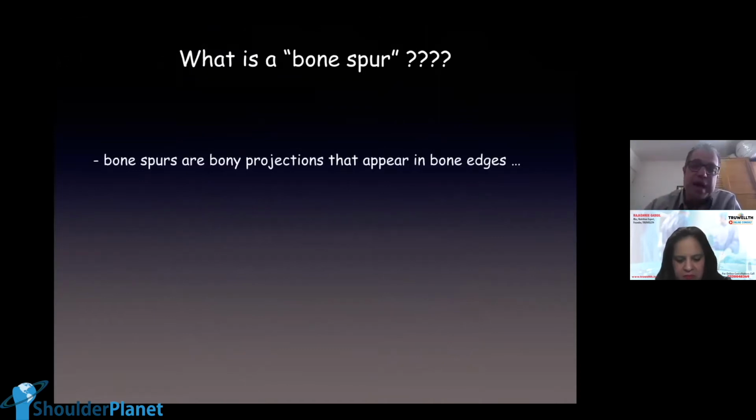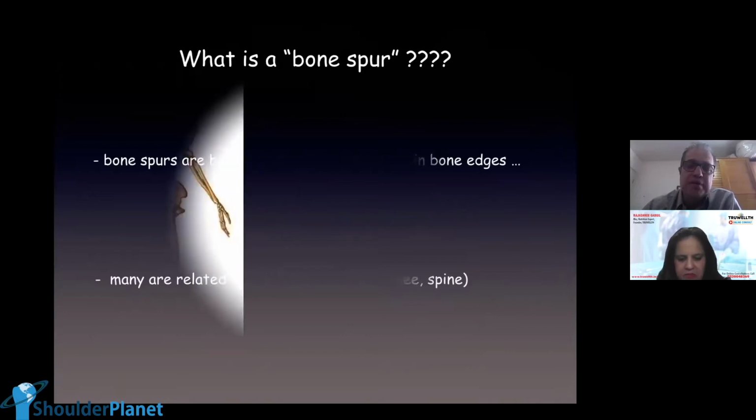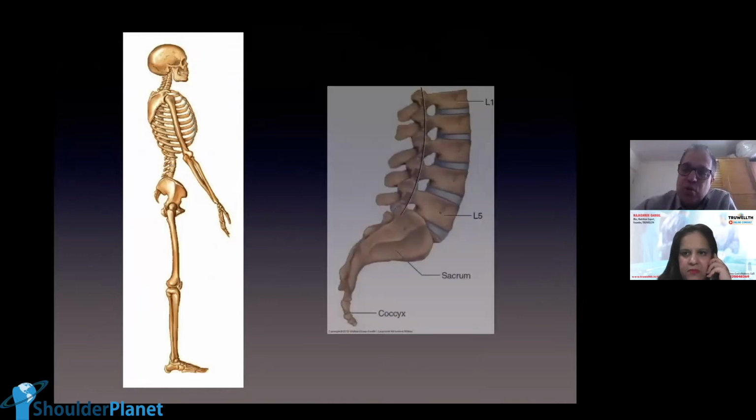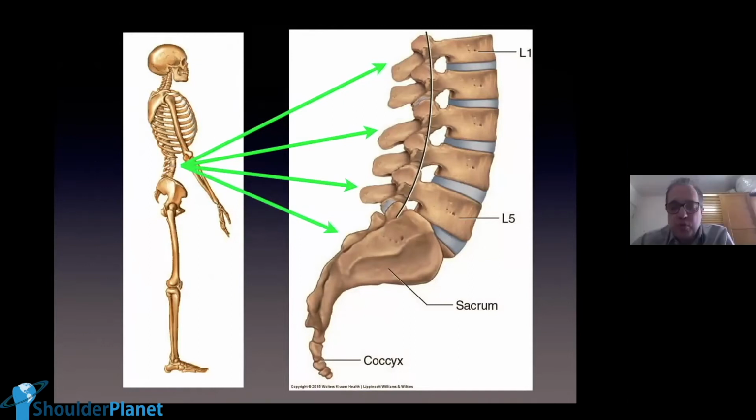So bony spurs are bony projections that appear in bony edges where bone should not be. And they are related to joint degeneration in the knee, in the spine, and also in the shoulder. Let's make it very simple to understand. This is a skeleton, and I am looking at the skeleton from the lateral side. So let's take a closer look at the spine. This is the lumbar spine, a very young lumbar spine with absolutely no problems.